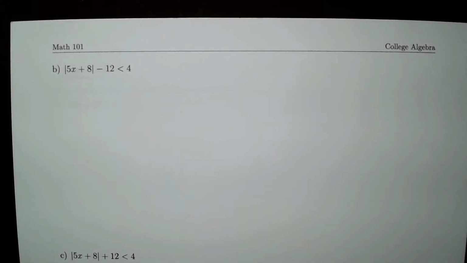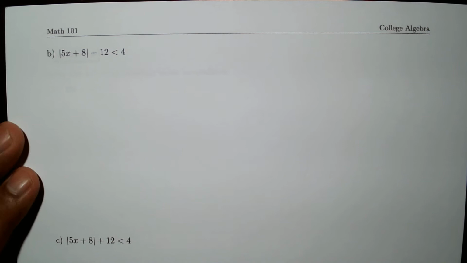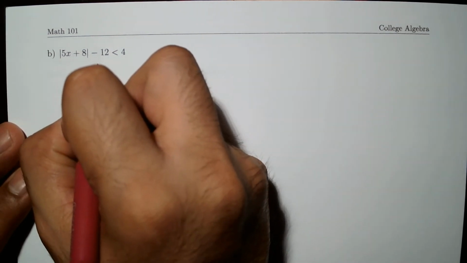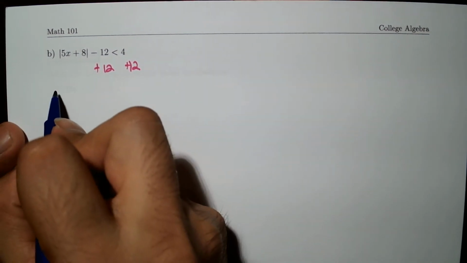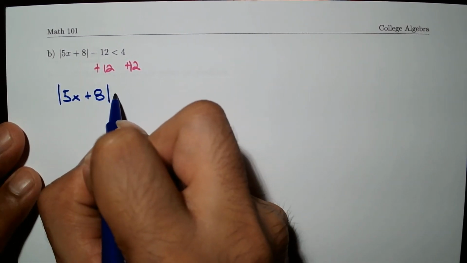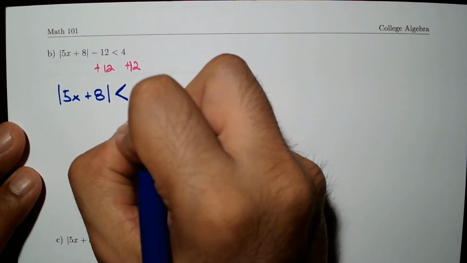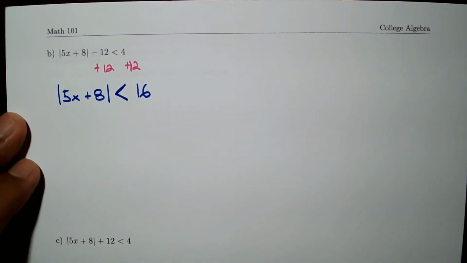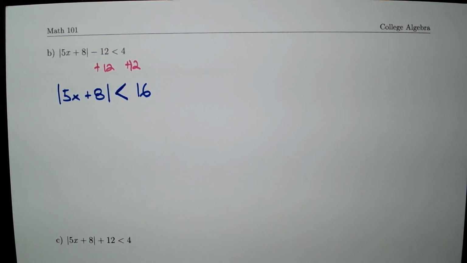Okay, let's look at another example. So we need to isolate the absolute value term first. To do that, we add 12 to both sides. So we get absolute value of 5x plus 8 less than 12 plus 4, which is 16. And then from here, going back to the forms that we had from before.